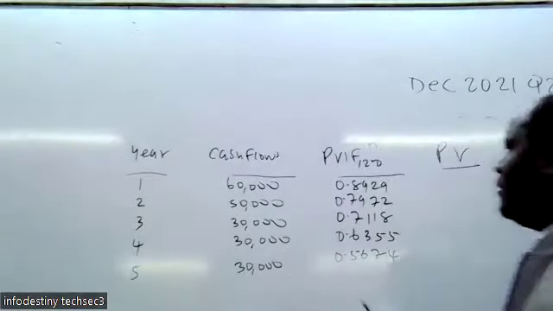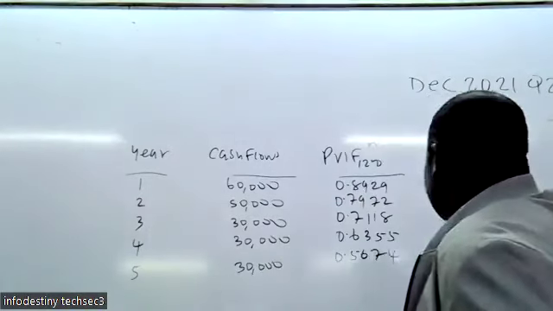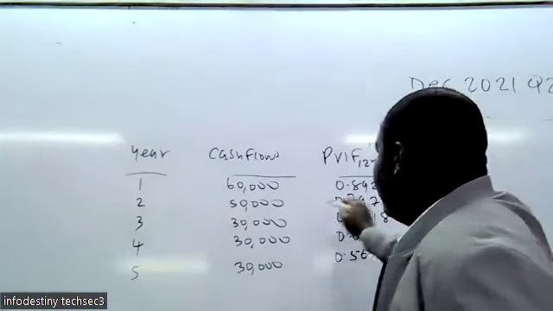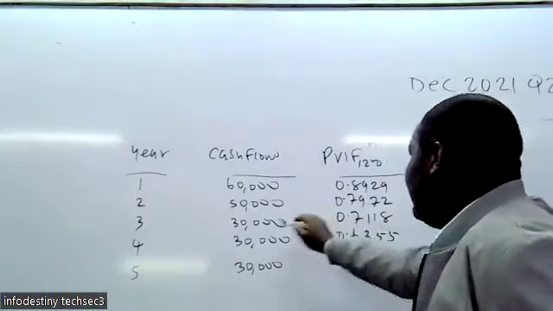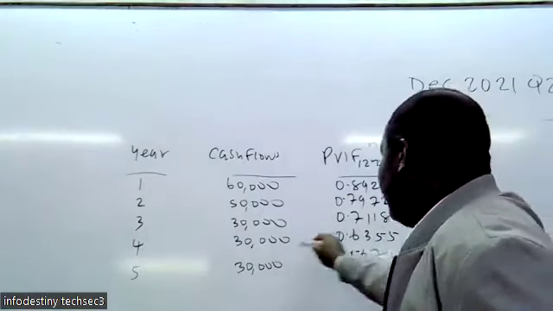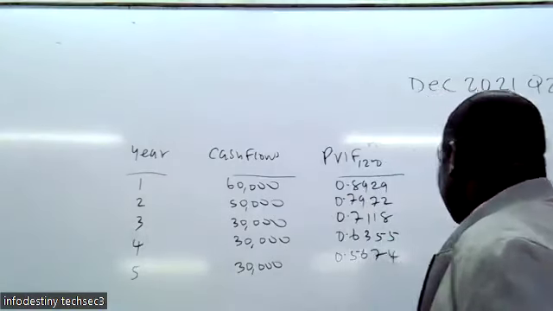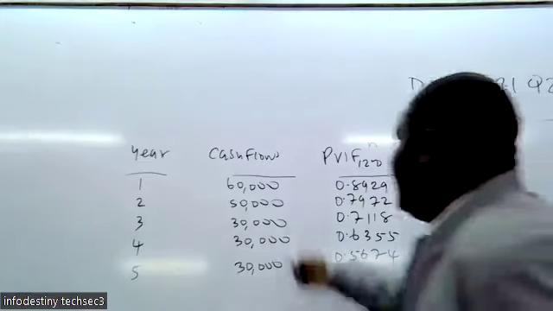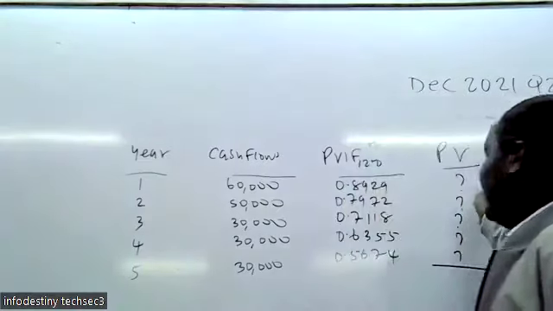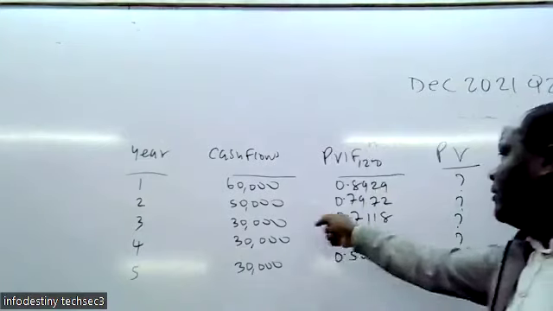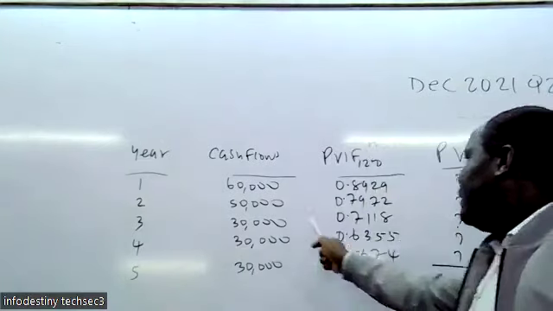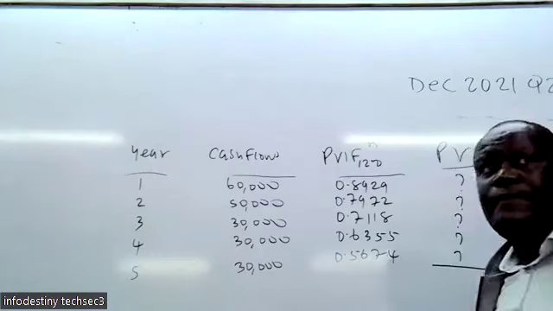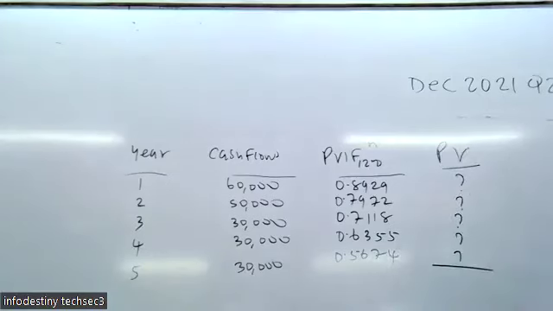So now multiply this by this to get this value. Also this by that to get that value. This by that to get the value. Then you will add them together. So multiply this one by this one to get this. Also this one by this to get that. And finally you will add them together.